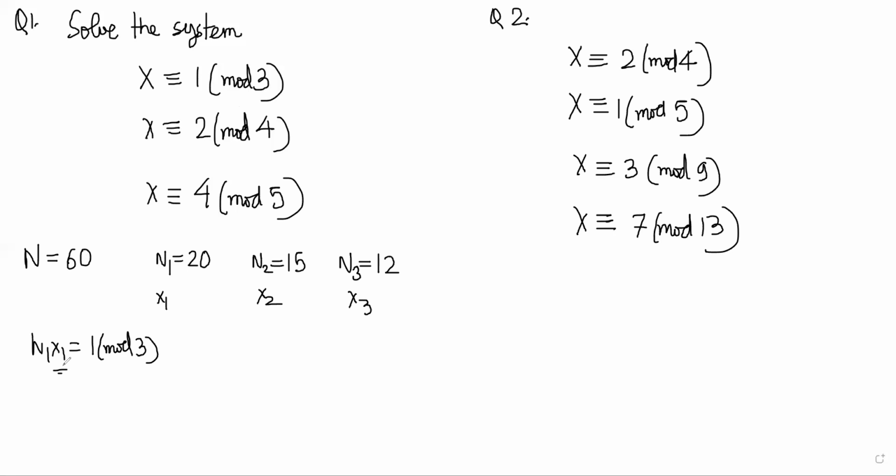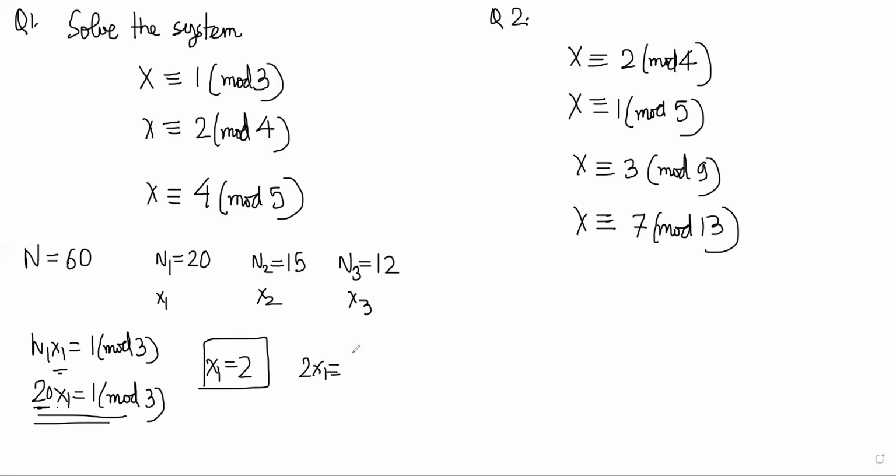And X1 now will come out to be 2, right? 20x1 is equal to 1 mod 3. X1 will be 2. One way to do it faster is you can reduce 20x1. You can say 20 is 2 mod 3, so 2x1 is equal to 1 mod 3. And 2 into 2 will be 4, which is 1 mod 3, right?